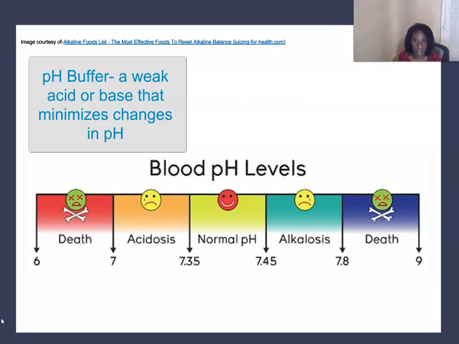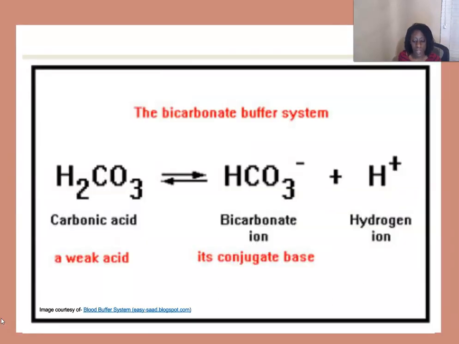Now, thank God, our human blood has a natural pH buffer, which is called carbonic acid. Now, this is a weak acid, and all that means is that it doesn't totally dissociate or totally break apart when it's in water or some aqueous solution. So let's take a look at how this bicarbonate buffer system works.